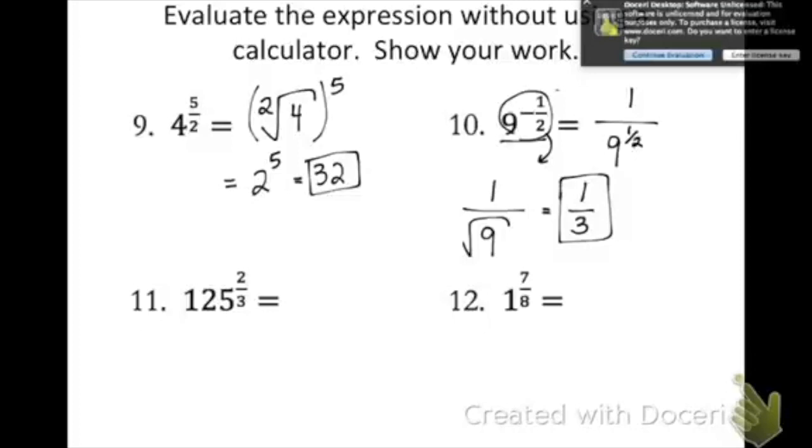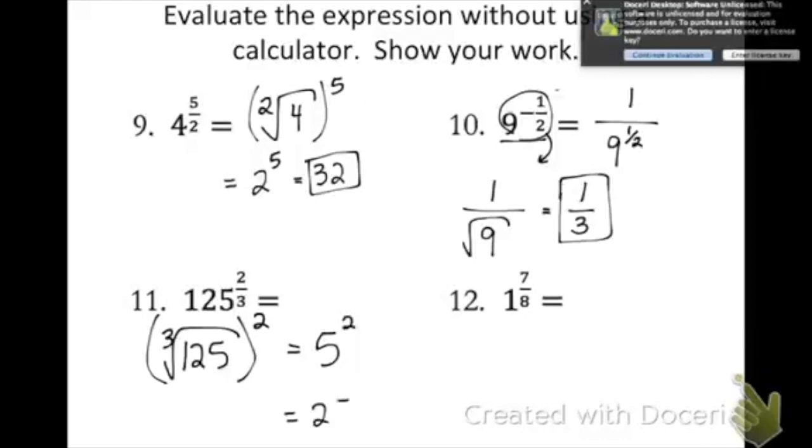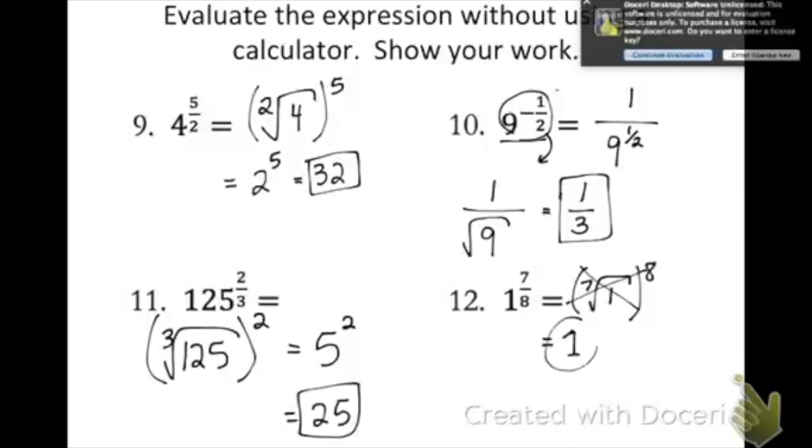Okay, for number 11, we have the cube root of 125 squared. The cube root of 125, if you don't know for sure, just guess and check in your calculator, but the cube root of 125 is 5, and 5 squared is 25. And our last one is 1 to the 7/8. I could put this in radical form, so the 7th root of 1 all to the 8th, but that's not necessary because 1 to any exponent is just 1.